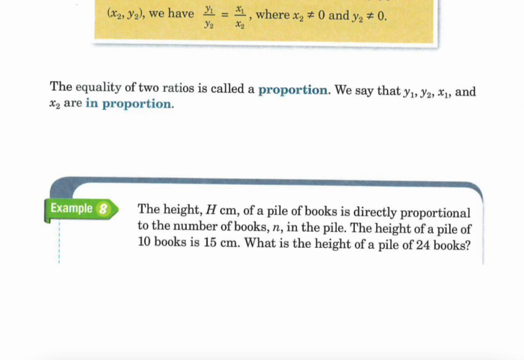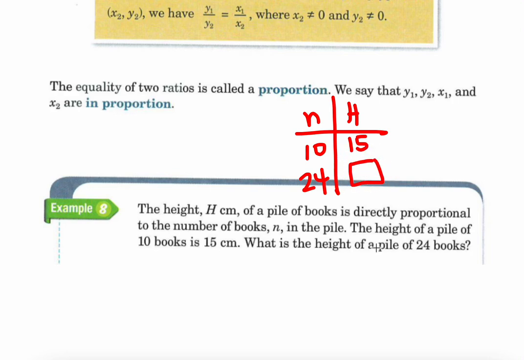Okay. So you know what? I'm going to actually make a table because I want to organize what's going on here. I'm talking about the height of a pile of books and the number of those books. So number of books and height. The height of a pile of 10 books is 15 centimeters. They want to know the height of the pile of 24 books. They want the other thing, 24, and then the height is what they want.